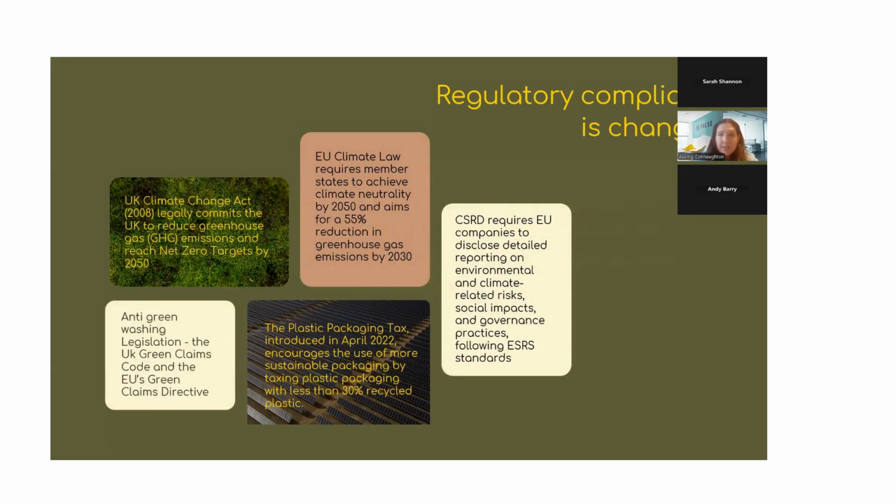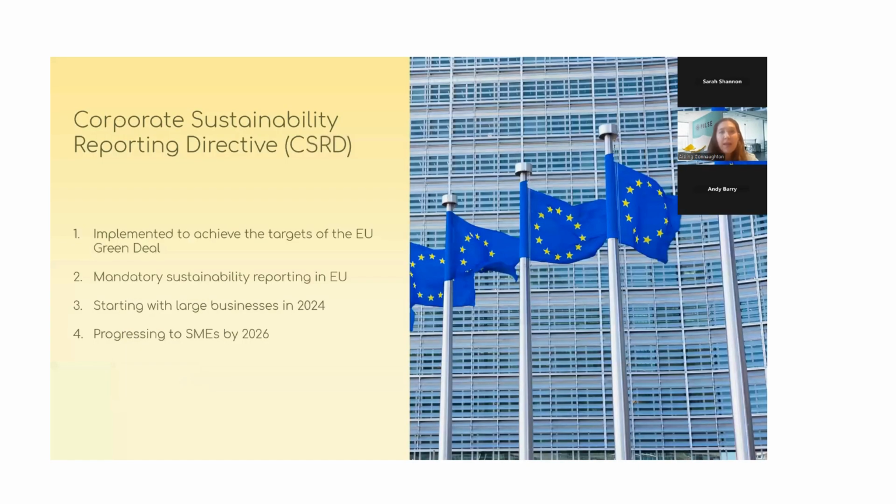So CSRD, which we'll touch on in a bit more detail, really requires companies to disclose detailed reporting on environmental and climate-related risks, but also social impacts and governance practices. And social impact is also a key part of CSRD. So it's not just focused on the E aspects. And so we know it was implemented to achieve the targets of the EU Green Deal. It's mandatory sustainability reporting in the EU.